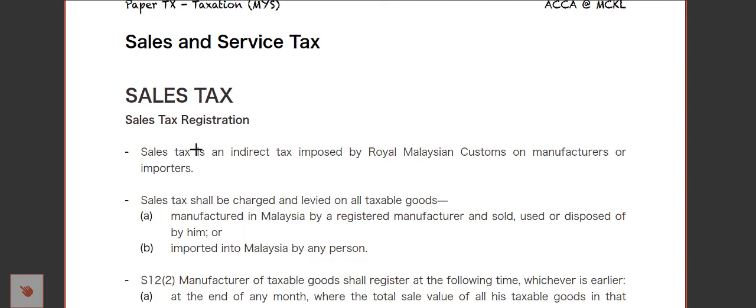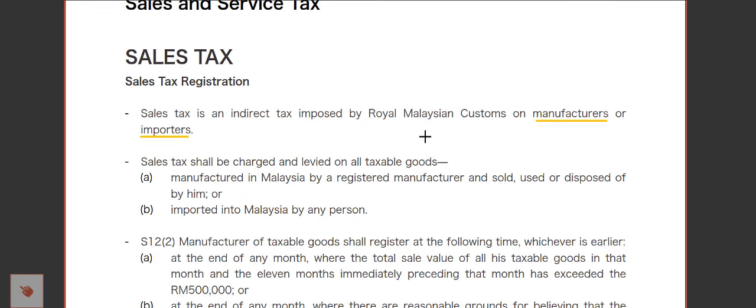Okay. Now, first of all, sales tax is actually imposed by the Royal Malaysian Customs on two parties, manufacturers and importer. Okay, so if you are a factory, you manufacture products, then most likely when you sell your products, you have to impose sales tax.